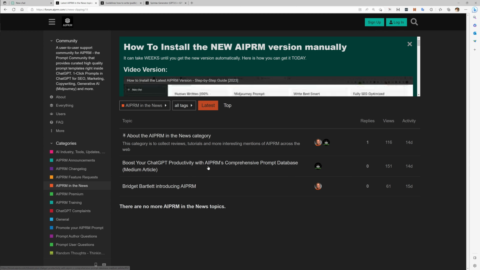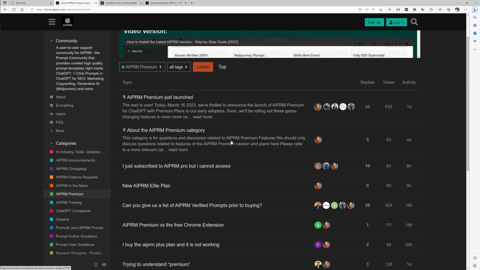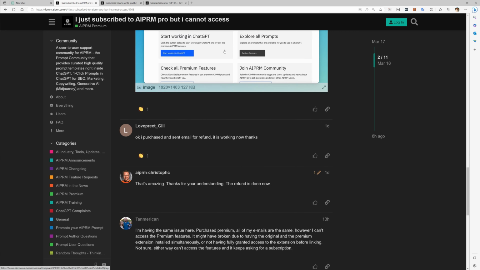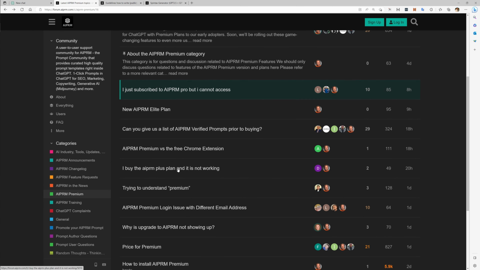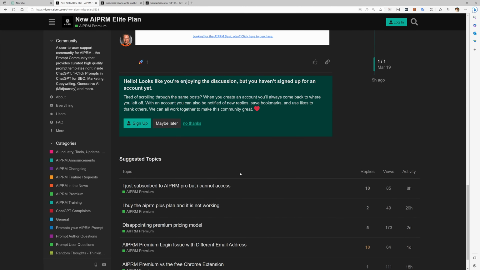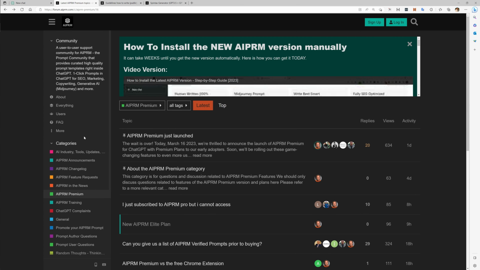What we have here is a couple news mentions. Oh yeah, if you are a user of AIPRM Premium, of course, we have a separate category just for that. Some people also express that they have problems accessing the software because it's all new. You can always mail our support, but usually we can very quickly solve problems here within a couple seconds and improve over time. Also, the new AIPRM Elite plan is something that we just announced after the launch of the premium plans. Pricing discussions and questions. What do I get? Can I enter my VAT ID, discount coupons, you name it.